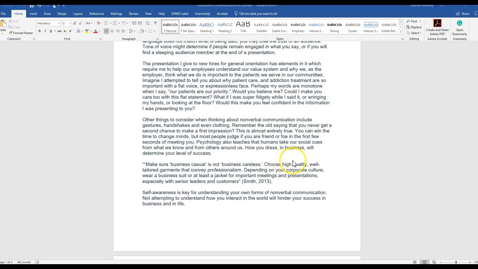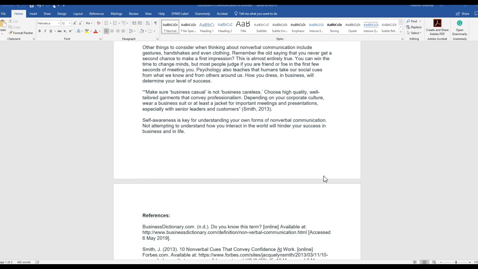Make sure business casual is not business careless. Choose high quality, well tailored garments that convey professionalism. Depending upon your corporate culture, wear a business suit or at least a jacket for important meetings and presentations, especially with senior leaders and with customers.